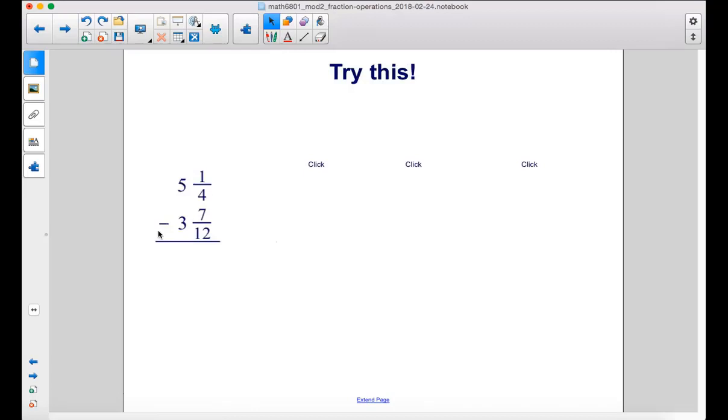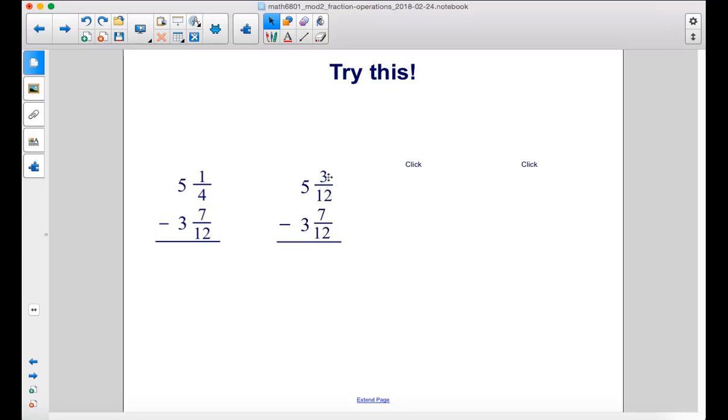5 and 1/4 minus 3 and 7/12. So the first thing to do is to find the common denominator, which is 12, because 12 is a multiple of 4. So then our new fractions are going to be 5 and 3/12 minus 3 and 7/12. This fraction didn't have to change at all because it already had 12 as a denominator.